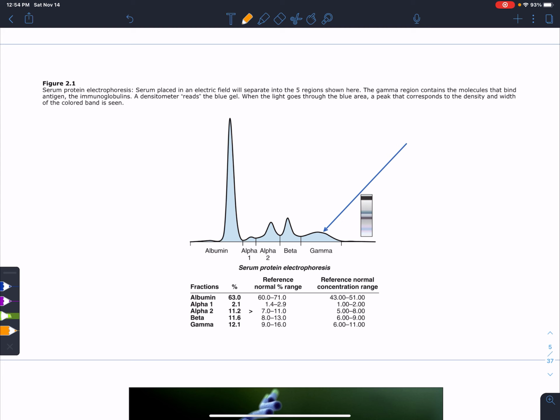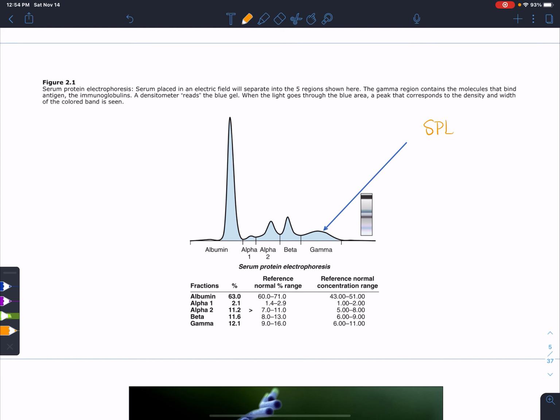Okay, this was our SPE, serum protein electrophoresis. Okay, and remember this gamma region. Okay, so we're coming full circle with some things. We're really trying to tie them together. This gamma region is where our antibodies are, and we call them, again, gamma globulins, immunoglobulins.